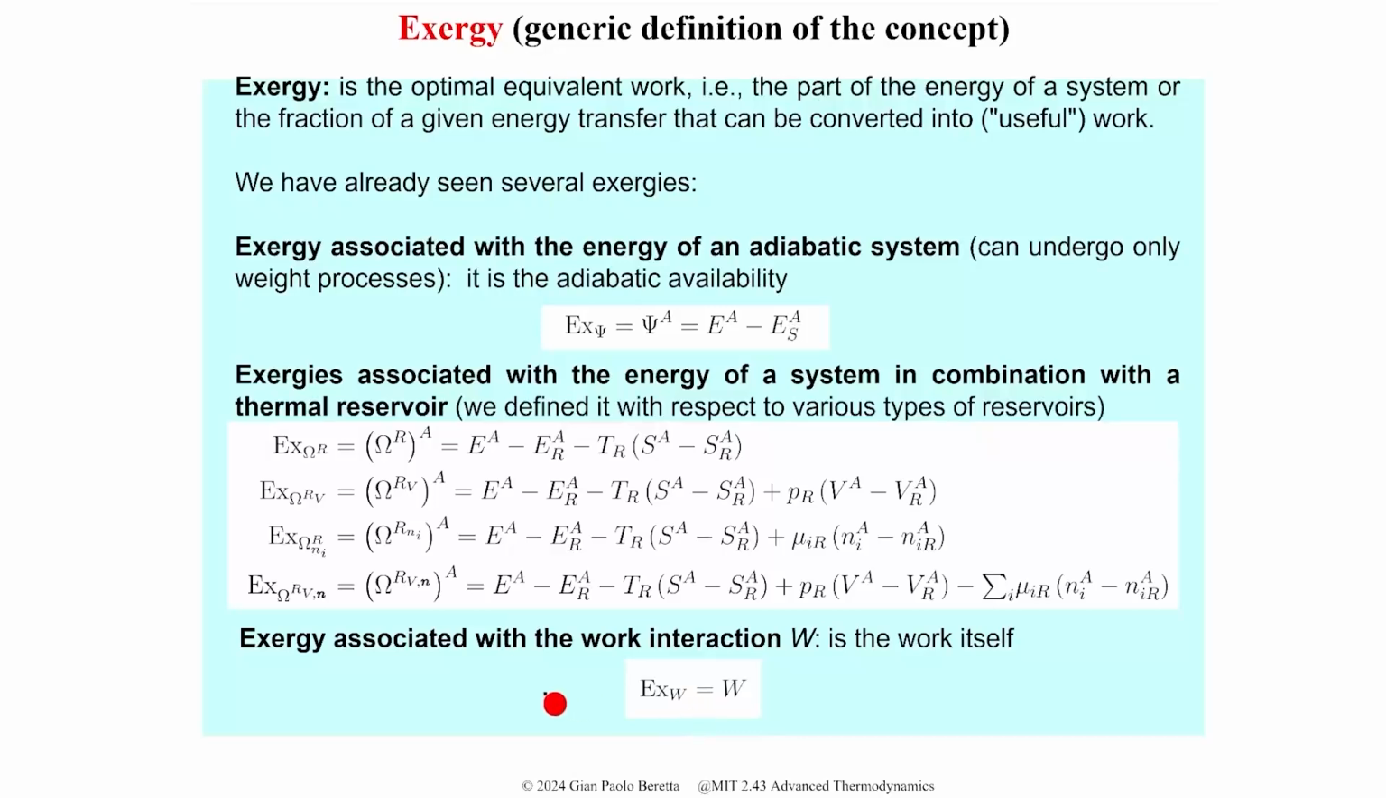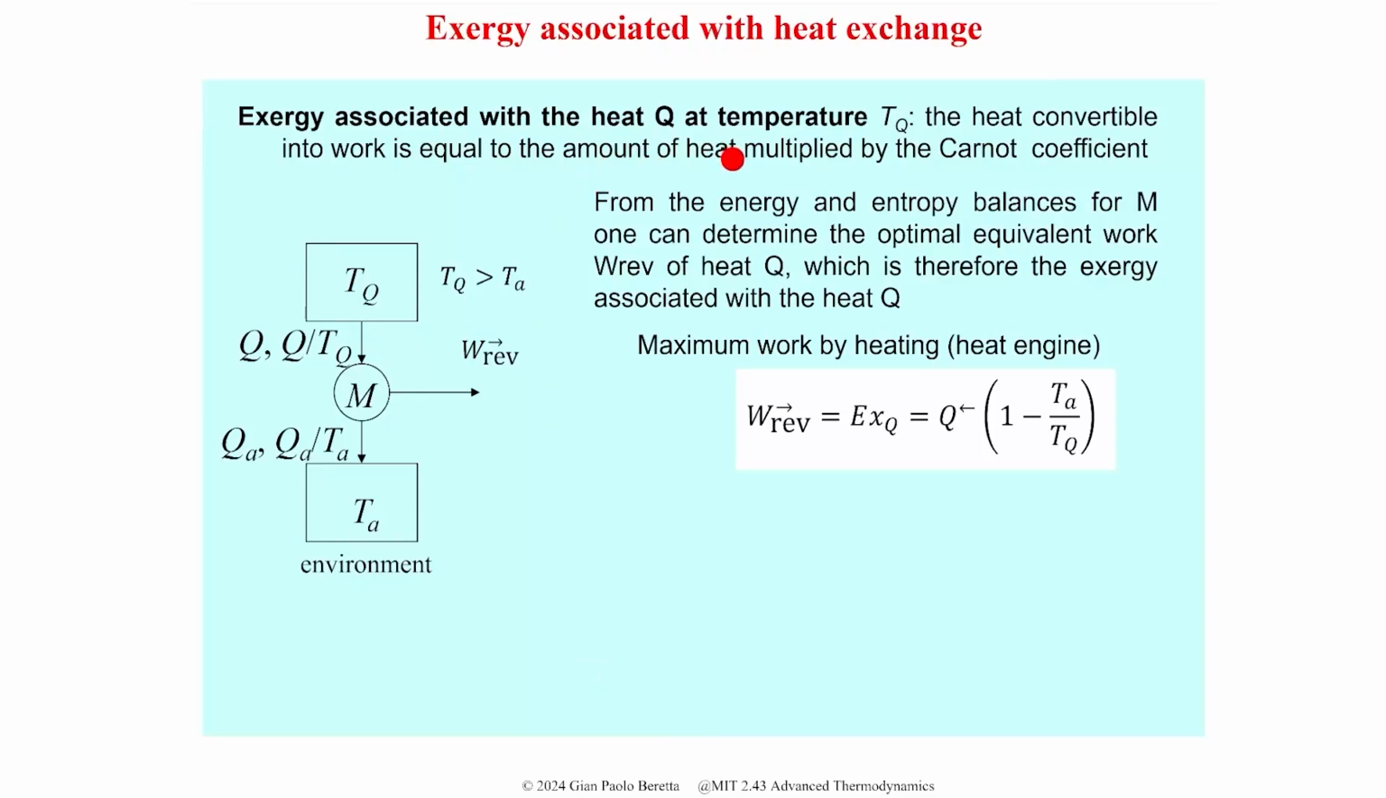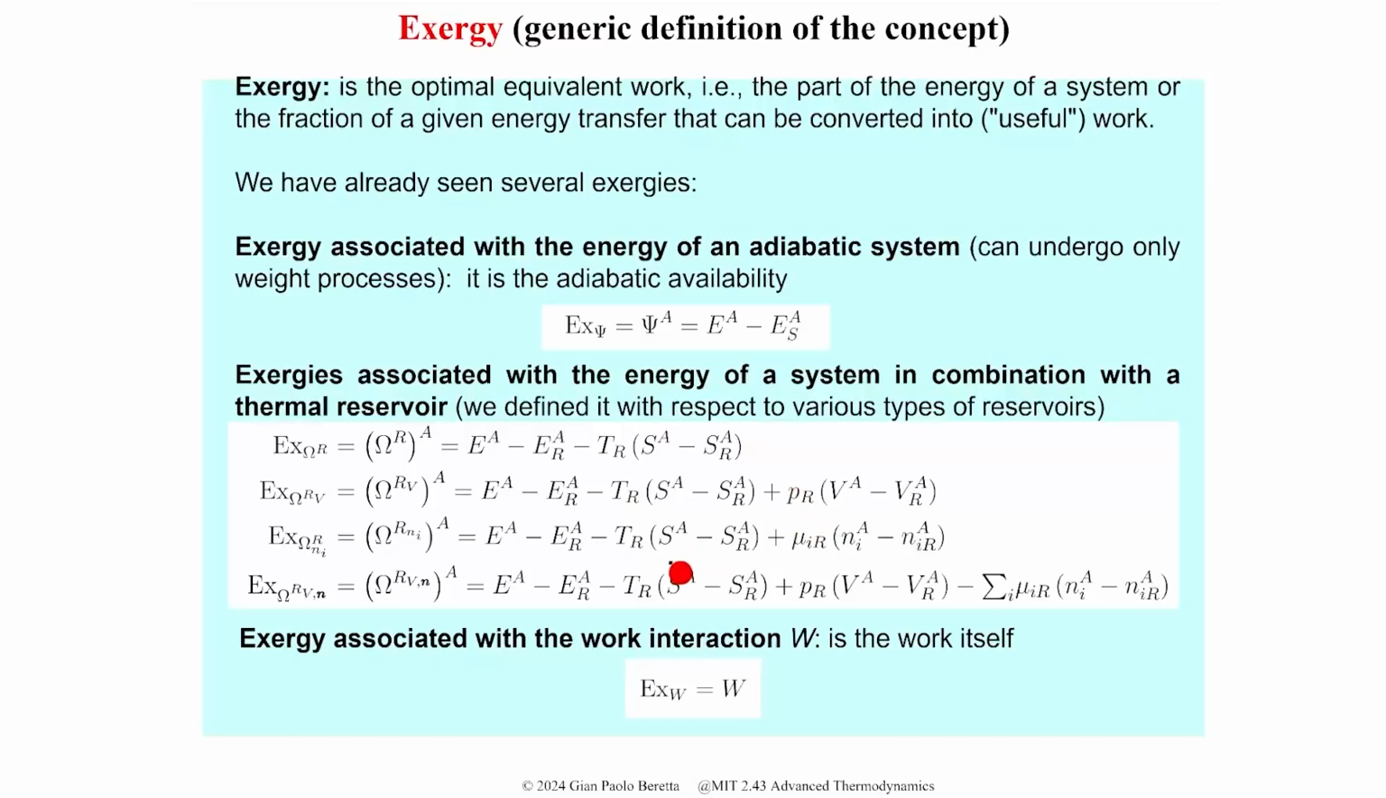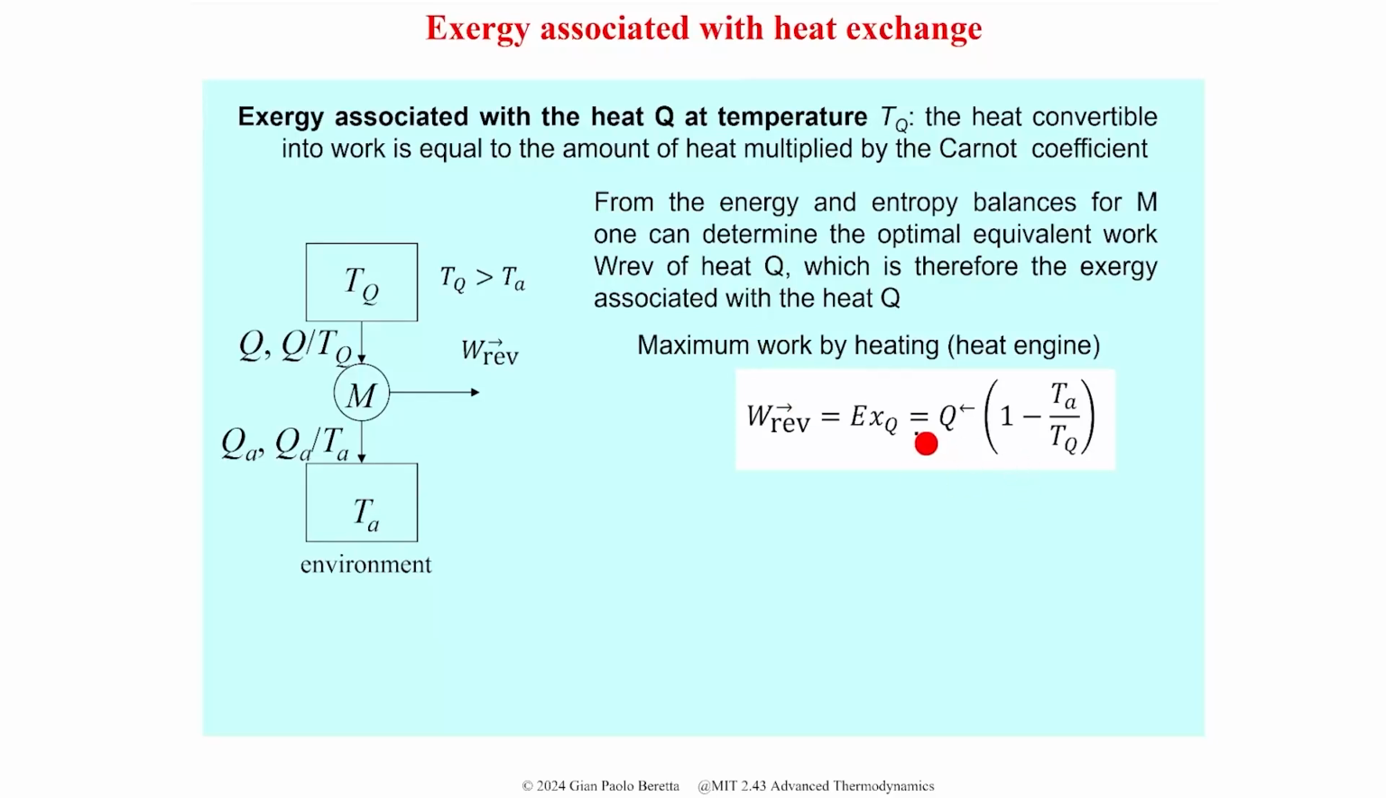Work is just pure exergy. For a heat interaction, the exergy associated with the heat interaction at temperature T is given by the heat times the Carnot coefficient. Exergy requires a reservoir as a reference in some cases, not in work, but for a heat interaction it does require that, so you need to choose a temperature. So it's relative, and exergy is relative to a choice of a particular reference environmental temperature.